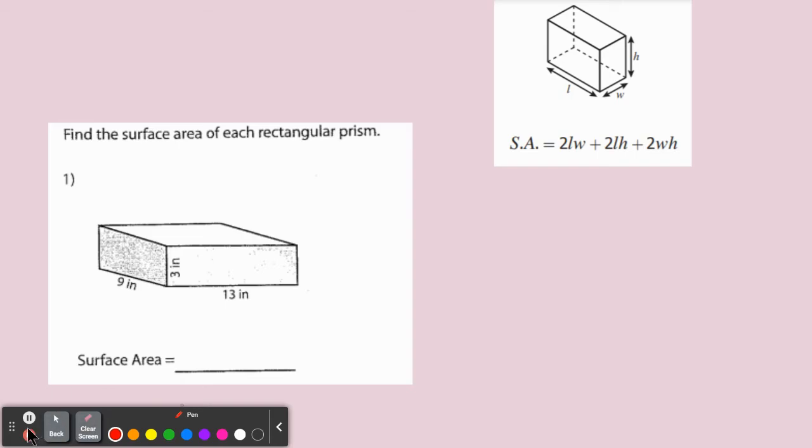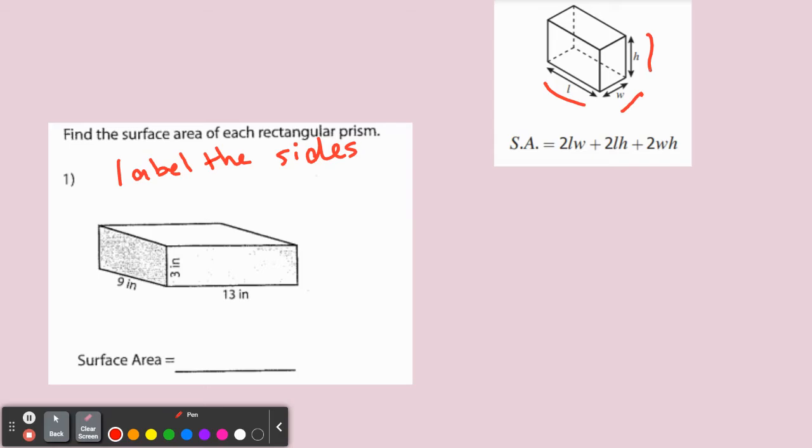So let's calculate that. The first thing that you want to do when calculating your surface area is to label your sides. So let's label them. Label the sides. Okay, so our formula is here, and so we need to label our length, width, and height. So let's do that here.